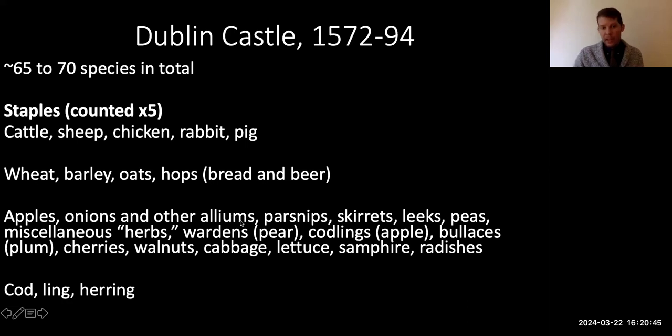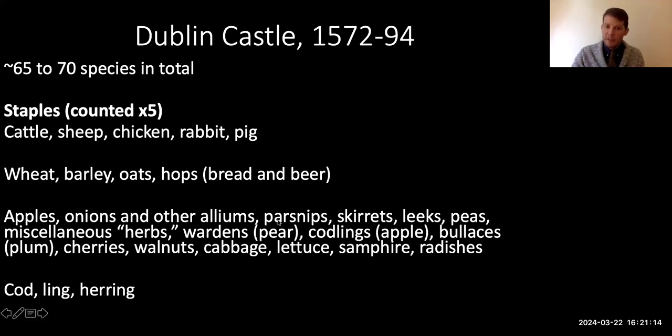When we come to look at the various fruits and vegetables, we see an interesting blend, some that are quite familiar to us today, and others that seem quite exotic, but are kind of unknown to us. They're no longer cultivated widely. So we have apples, onions, parsnips, skirrets, leeks, peas, a variety of things that were just referred to as herbs. Presumably these are leafy greens of some kind, but it's not totally clear.